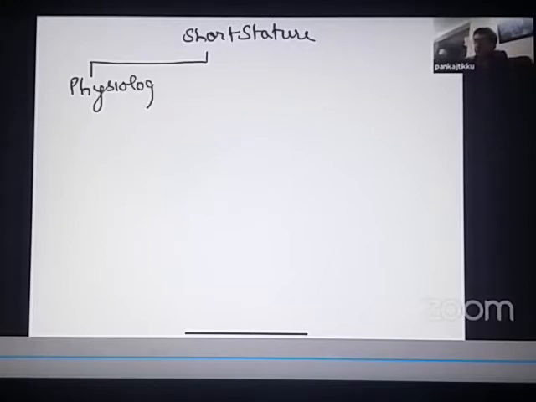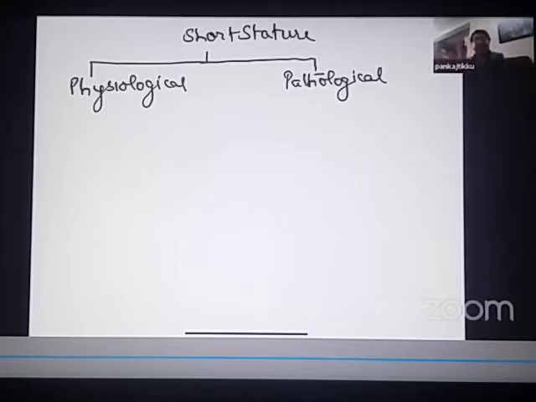So let us quickly revise, and then we'll finish up short stature. This is just all revision. Short stature is divided into two: one is known as physiological short stature and one is known as pathological short stature. I don't think there is anything to write now. Just understand and keep on revising.